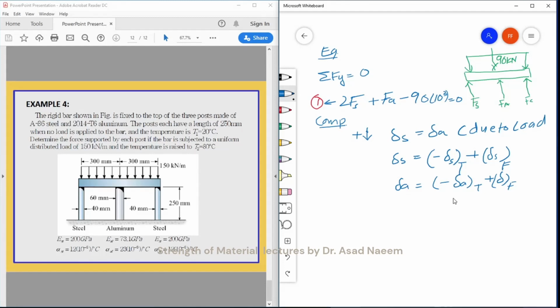So this will be another, I mean temperature change की वजह से and total deformation in aluminum, as we know this will hold true, so we will take them equal, so minus delta S T temperature के लिए and delta S force के लिए, ठीक है, equal to delta aluminium temperature plus delta, sorry, this will be negative, and delta aluminium due to force.